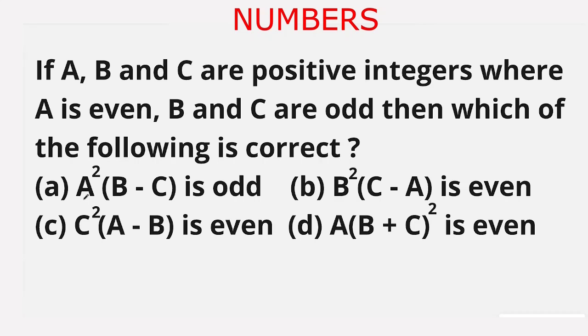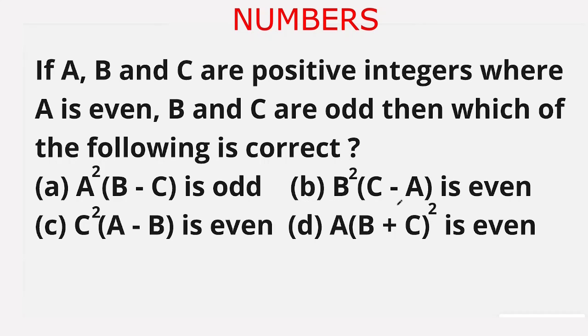Option A: A square. A is even and the square of an even number is even. So A square is even, into B minus C which is even. Even multiplied by even is even. And here it is given that A square into B minus C is odd. So option A is incorrect.